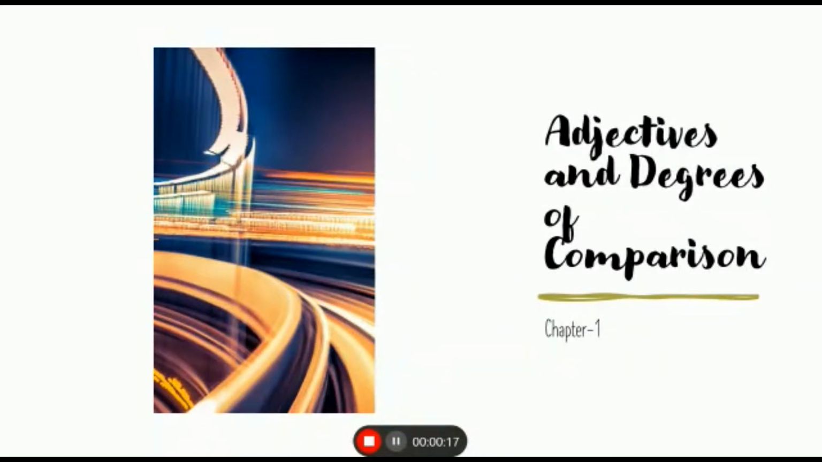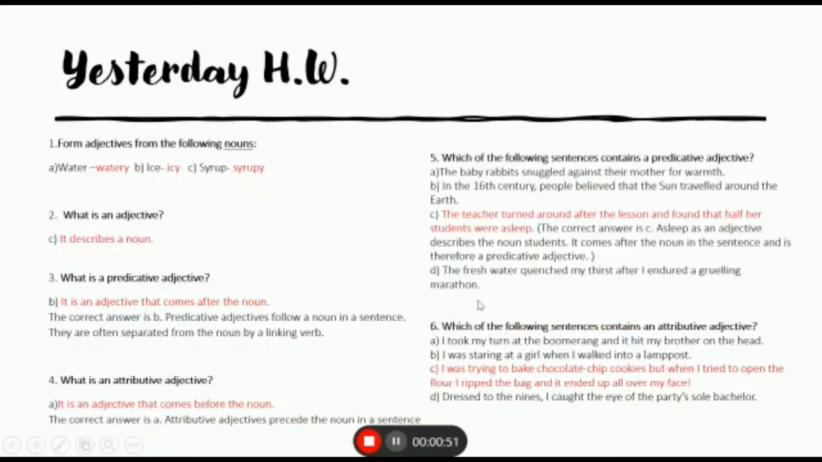Topic of our discussion is adjective and degree of comparison. Students, last time we discussed how to change noun and verb words into adjective. And based on the position where adjectives are placed in a sentence, we have segregated adjective into attributive and predicative adjective. On the same basis, we have discussed certain questions and I have given you homework on the same. So today it's time to discuss the solution for the homework that we have taken last time.